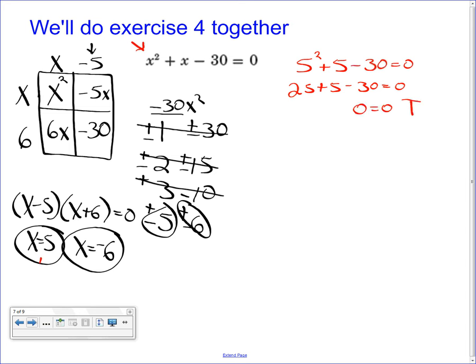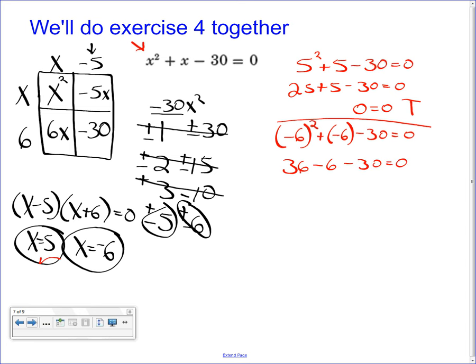Negative 6 squared plus negative 6 minus 30 equals 0. Negative 6 squared is 36, plus negative 6 equals minus 6, then minus 30 equals 0. 36 minus 6 is 30, 30 minus 30 is 0. Another true statement, meaning that this is a solution.